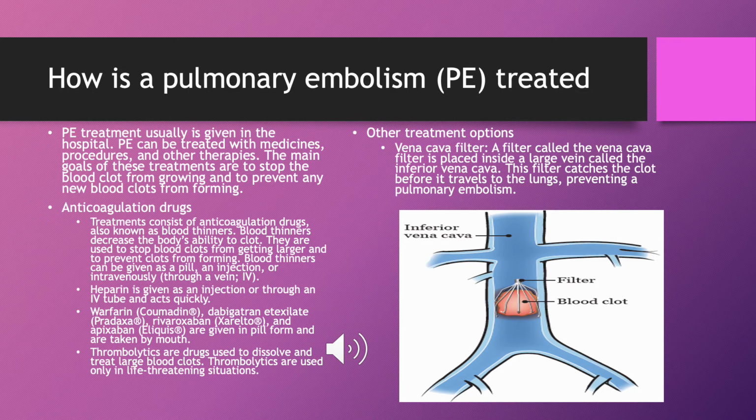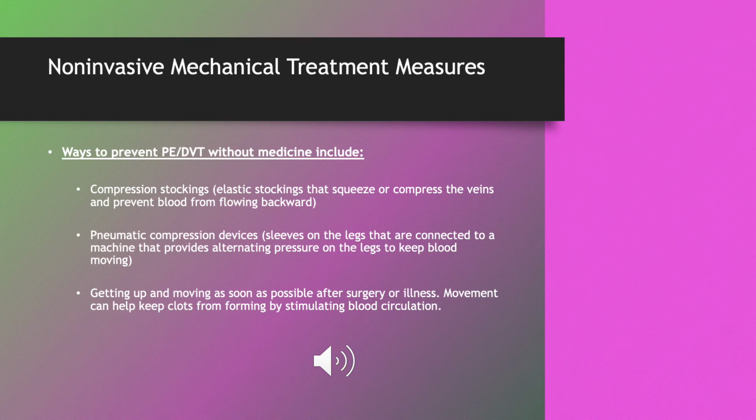Another treatment option is a vena cava filter, which is a filter that is placed in the large vein called the inferior vena cava. It is a filter that catches the clot before it travels to the lung, preventing a pulmonary embolism. So those are the treatment options and the treatment plans that are usually used to treat a PE. Here are a few non-invasive treatment measures that can help prevent PEs.